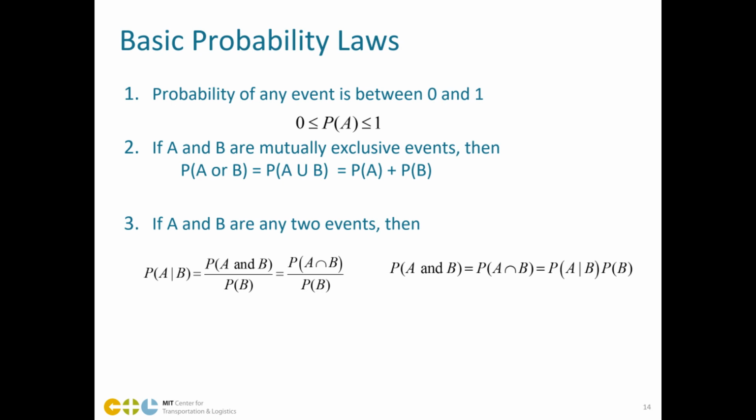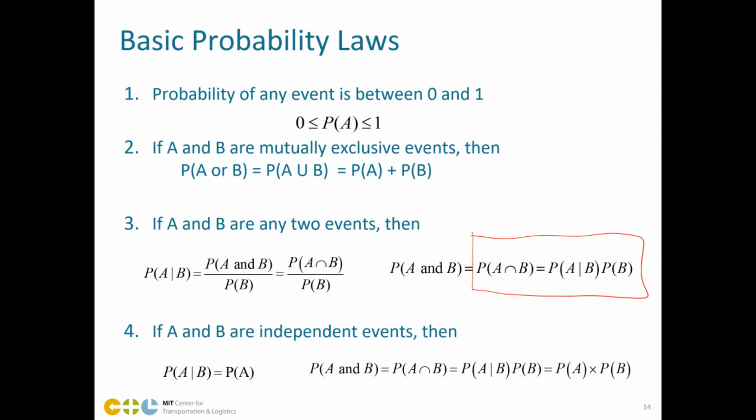Third law, if A and B are any 2 events, then the probability of event A happening, given that B has already happened, is equal to the probability that both events happen divided by the probability that B happens. Now, the way that I typically see this is in this form that I'm boxing. And this is simply saying the probability that both A and B happen is the probability that A happened given B times the probability that B happens. You'll use this quite a bit when you come up with this. The conditional probabilities are very powerful.